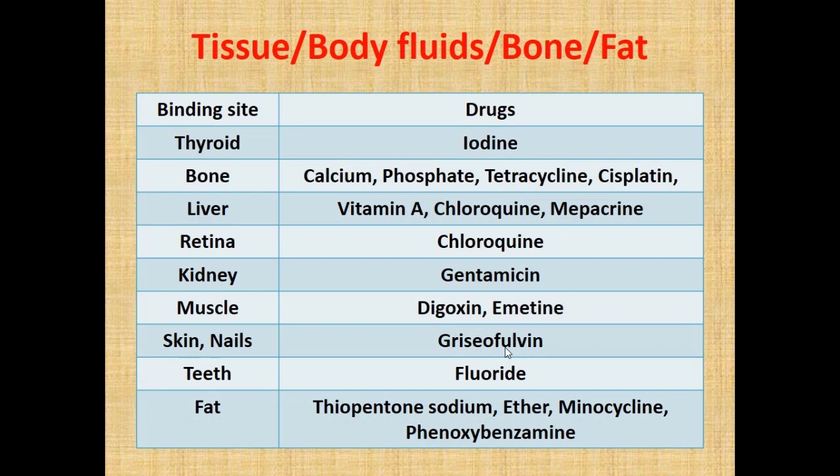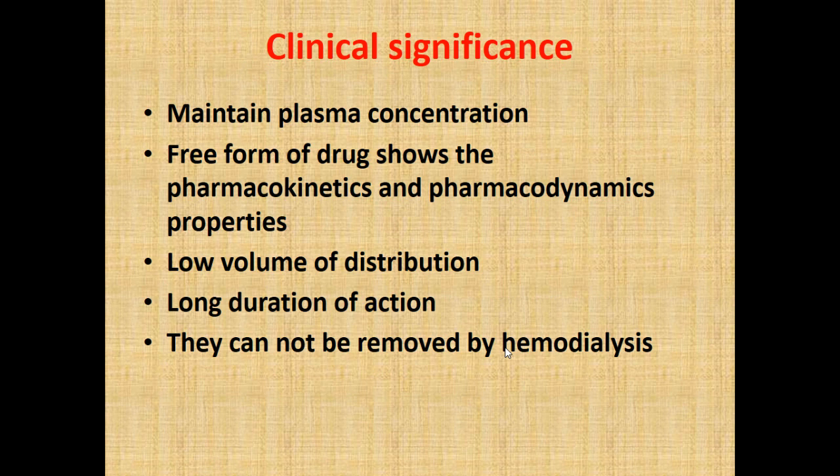These are examples of tissues, glands, fluids and bone, and the drugs that will be concentrated or bound there. Then what is the clinical significance of plasma protein binding? It maintains plasma concentration. Only the free form of the drug shows the pharmacokinetic and pharmacodynamic properties. If a drug binds to the plasma proteins, it won't do anything. It will just stay inside the body.